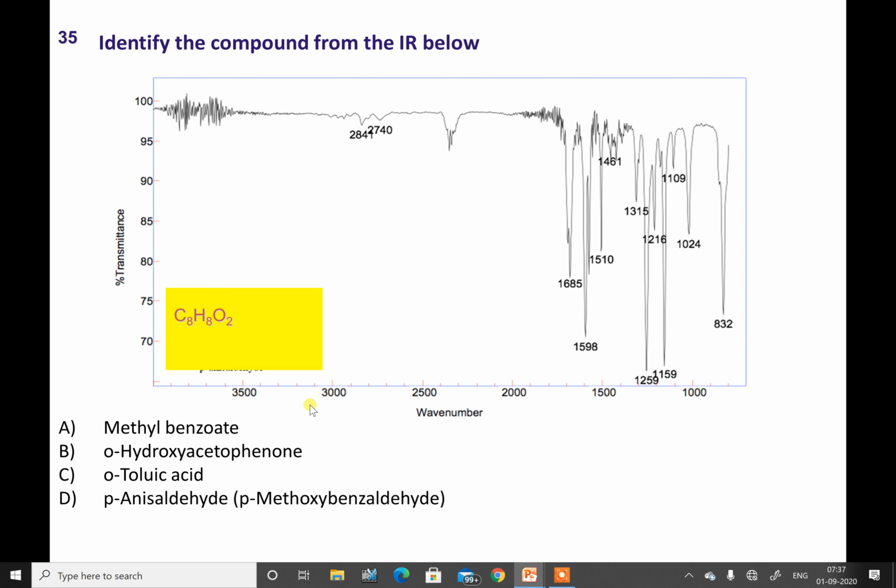Let us see. Methyl benzoate. We have got something around 1685, and all four have some carbonyl group. Fine. What peak we are getting is at 1685, and the lowest will of course have to be anisaldehyde or hydroxyacetophenone, but I don't see much broad features here, so it is anisaldehyde.